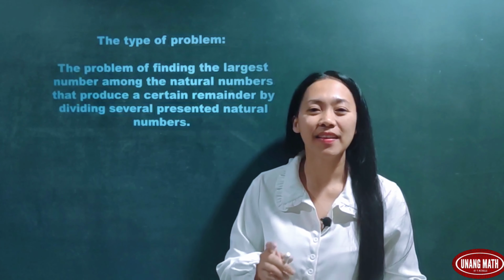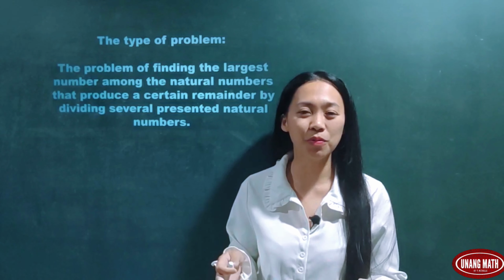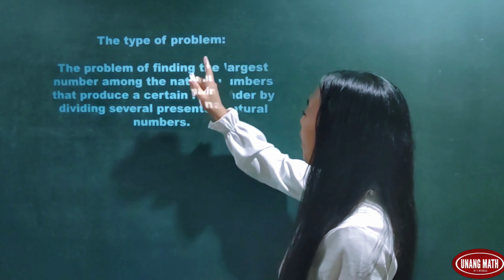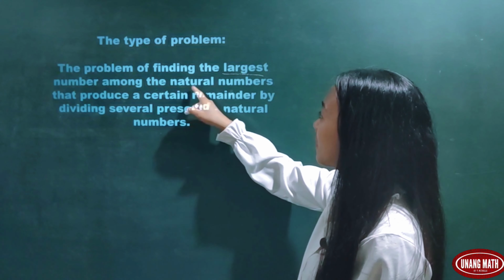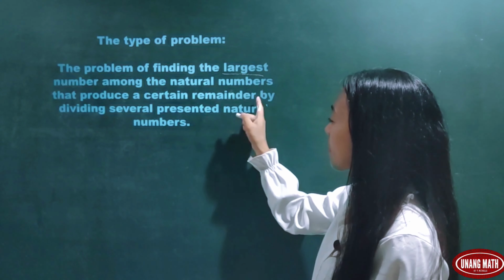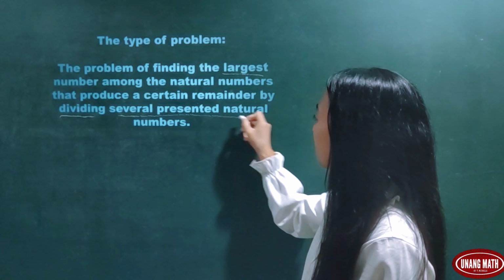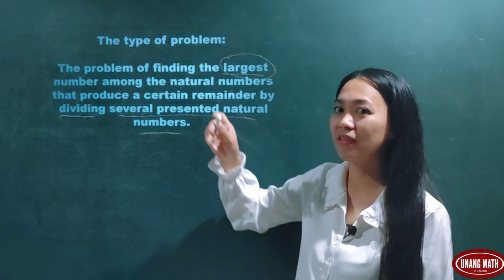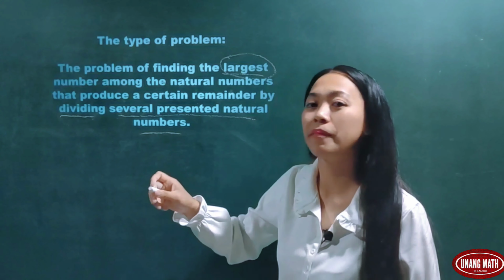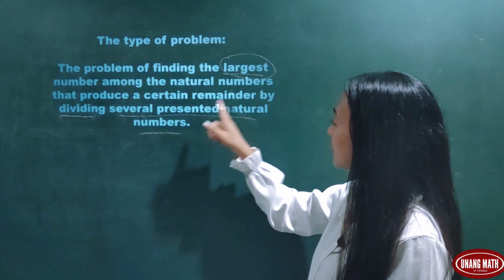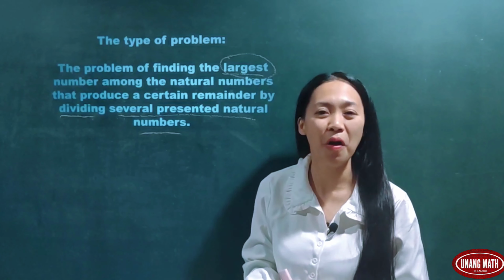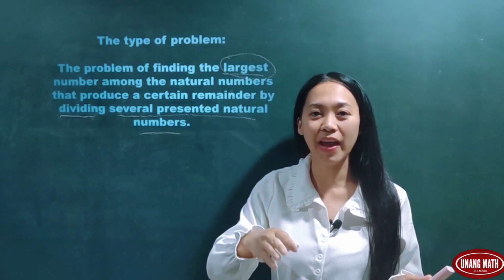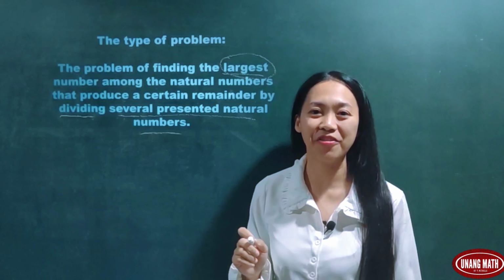Okay, let's start. The second type of problem, which means we need to find the greatest common factor of numbers, is the problem of finding the largest number among the natural numbers that produce a certain remainder when dividing several presented natural numbers. We have the word largest, which means greatest. Dividing means factor. Several presented natural numbers means common. So this type of problem is asking us to find the greatest common factor of the given numbers.